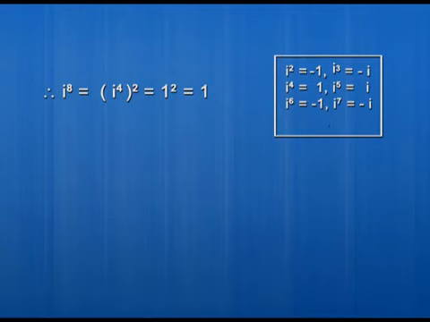And so on, the value of i⁸ is 1, which is the same as the third value. The value of i to the power 9 is i, which is the same as the fourth value. It means if we increase the power by 1, then the values get repeated.